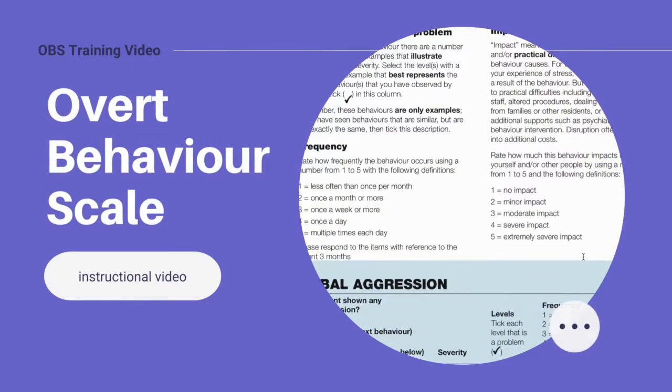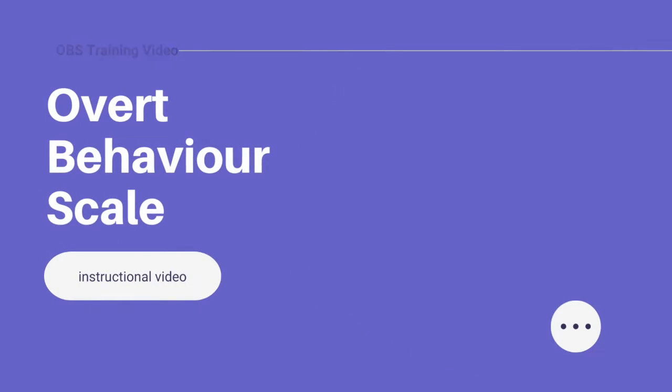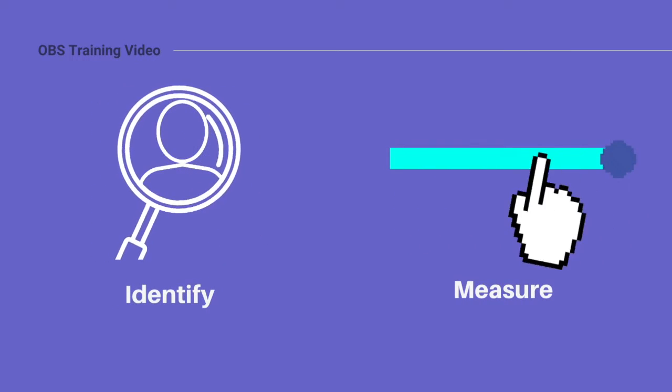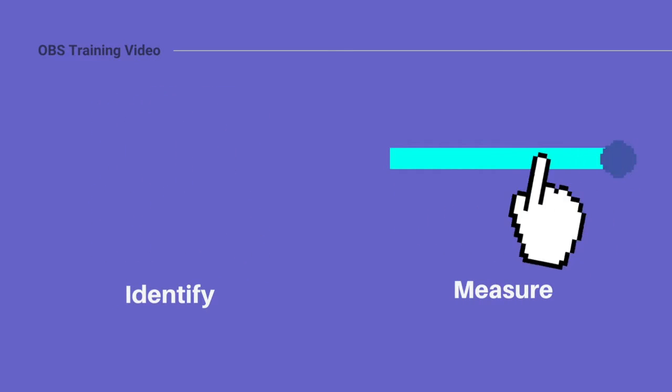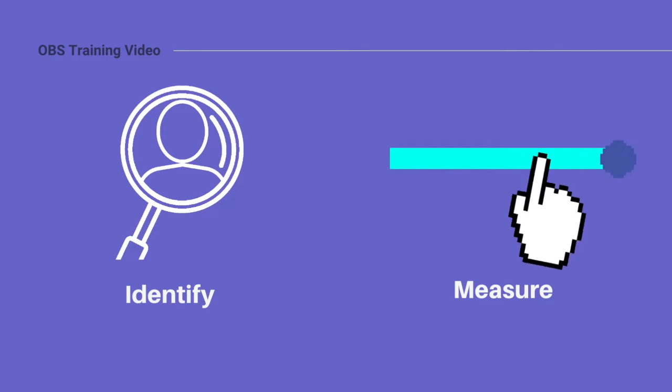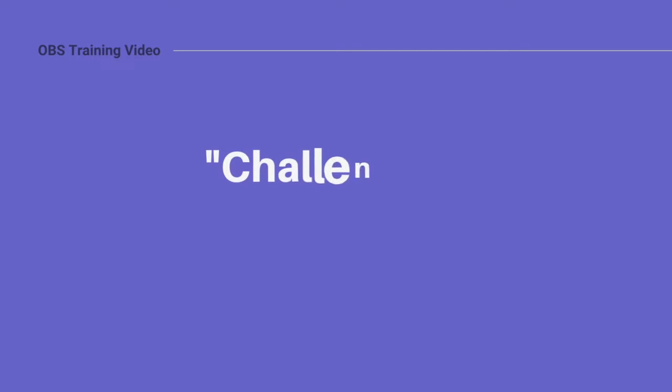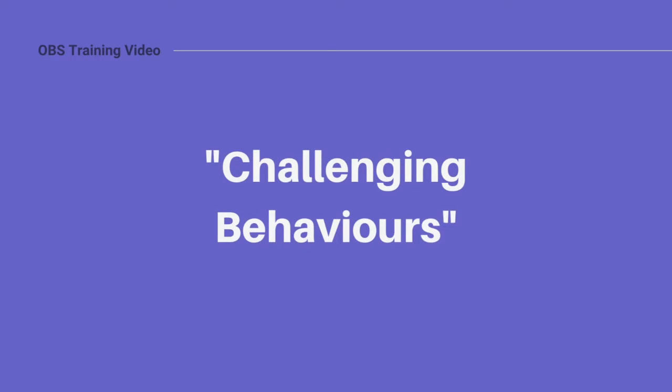This video is a guide to help you fill out the Overt Behaviour Scale, which is a questionnaire used to identify and measure types of behaviour changes, including what they look like, their frequency and severity, and the impact of these behaviours. You might have heard of the term behavioural and psychological symptoms of dementia, or BPSD, but here you will hear us refer to the term challenging behaviours instead.